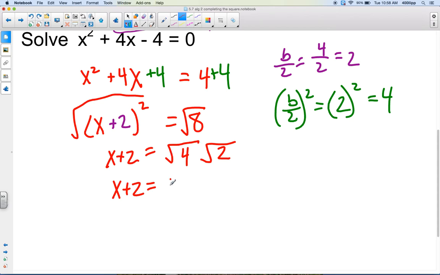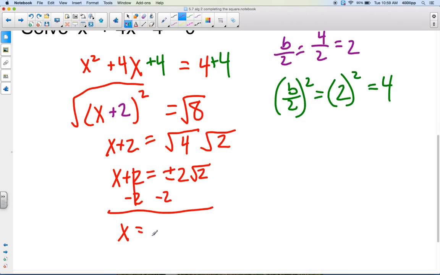So the square root of 4 is plus and minus 2, bringing down the square root of 2, and then we'll get x by itself. So subtract 2 from both sides, and we get x is equal to negative 2 plus and minus 2 square root of 2. And that's our answer.